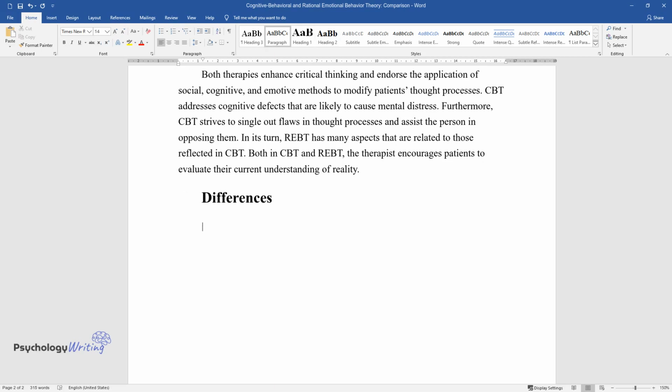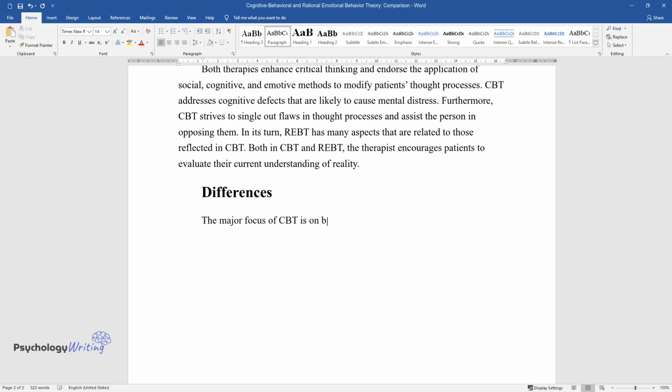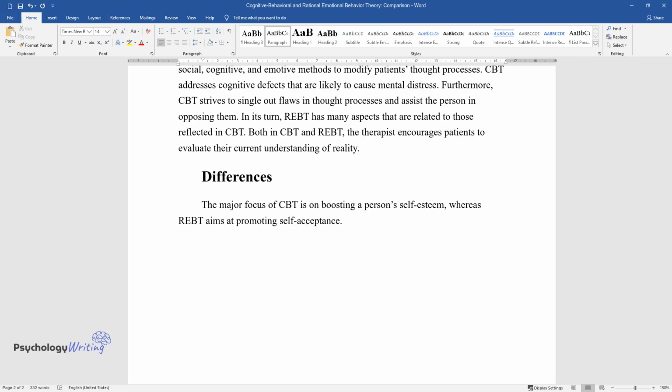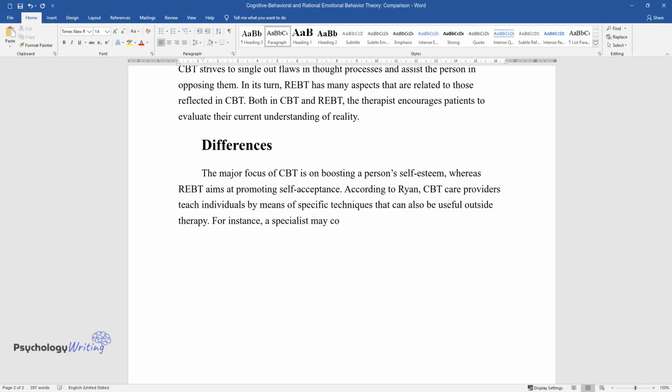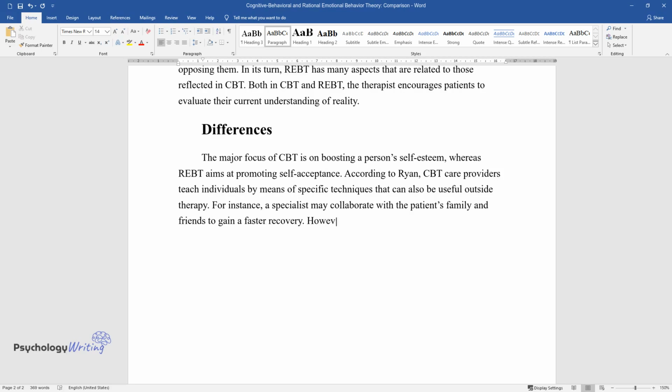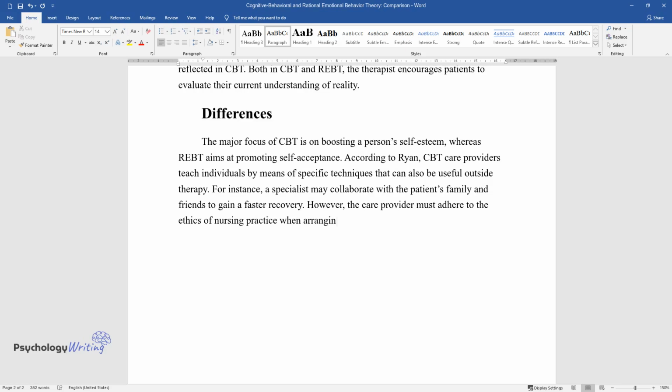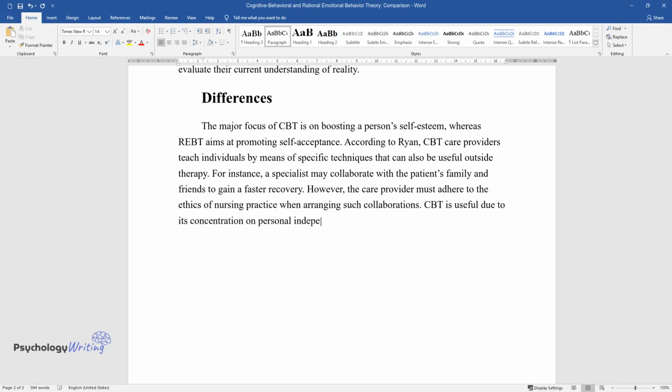Differences. The major focus of CBT is on boosting a person's self-esteem, whereas REBT aims at promoting self-acceptance. According to Ryan, CBT care providers teach individuals by means of specific techniques that can also be useful outside therapy. For instance, a specialist may collaborate with the patient's family and friends to gain a faster recovery. However, the care provider must adhere to the ethics of nursing practice when arranging such collaborations. CBT is useful due to its concentration on personal independence and communication capability.